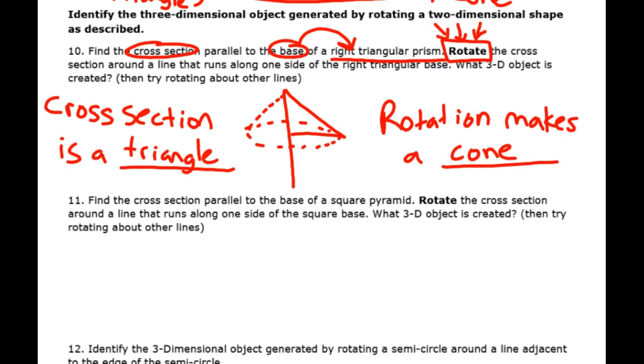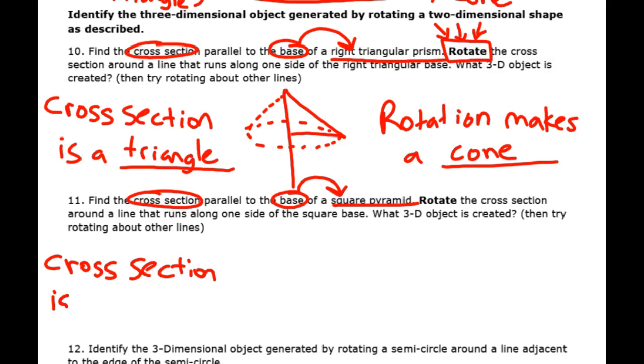Now, number 11. Find the cross section parallel to the base of a square pyramid. What's the base of a square pyramid? It's in the name. What kind of pyramid? Square pyramid. So we know the base of the square pyramid is a square, so the cross section parallel to the base is also a square. Let's write that down. Cross section is a square.